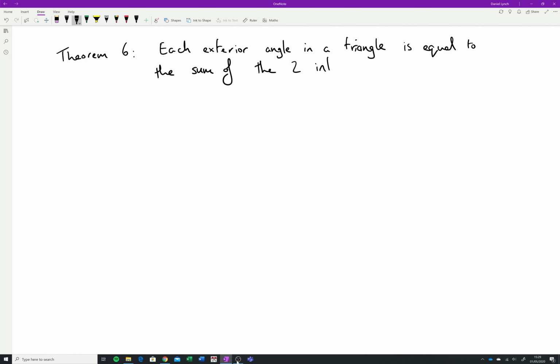Theorem 6 says each exterior angle in a triangle is equal to the sum of the two interior opposite angles.